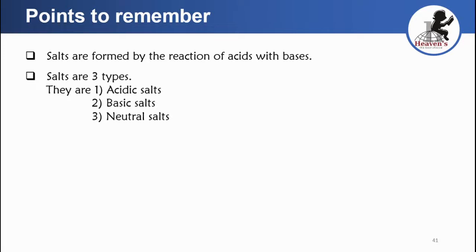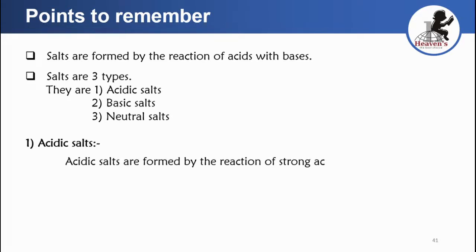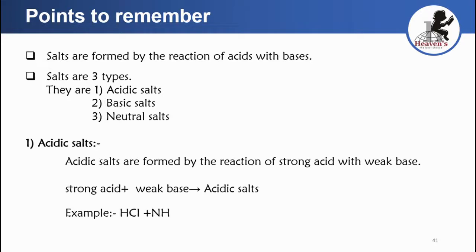The first one is acidic salts. How are acidic salts formed? Acidic salts are formed by the reaction of a strong acid with a weak base. So strong acid plus weak base gives rise to acidic salts. Example, HCl plus NH4OH gives NH4Cl plus H2O. Here NH4Cl is the acidic salt. The pH of NH4Cl is less than 7.